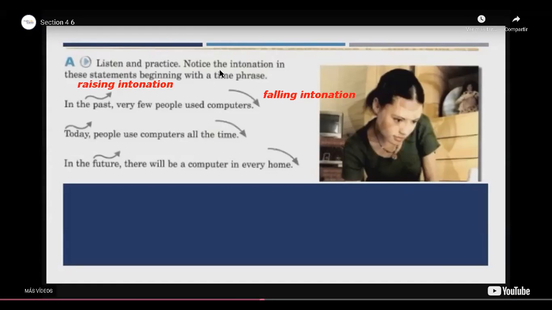Okay, next, we're going to check some words. For example, used. In the past, very few people used computers. Today, people use computers all the time. In the future, there will be a computer in every home. Every home. Okay, let's see. Irma, do you want to try?